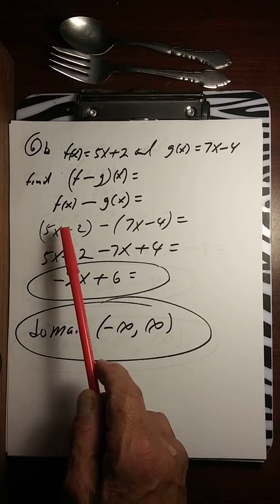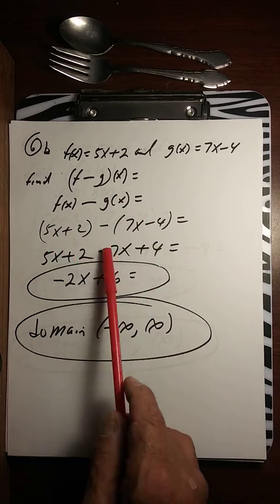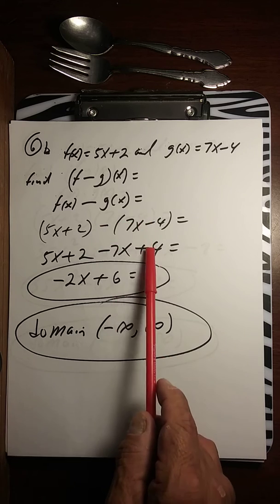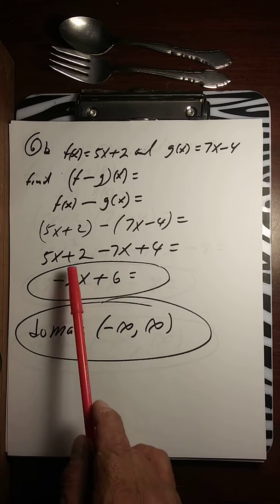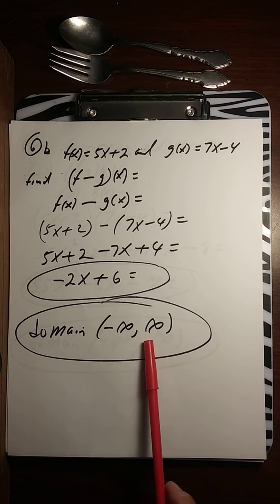F minus g of x is f of x minus g of x. This one minus that one. So the minus affects this, the minus affects that one. So we have this one and this one, negative 2x. This one and this is 6. And the domain is going to be negative infinity to infinity.